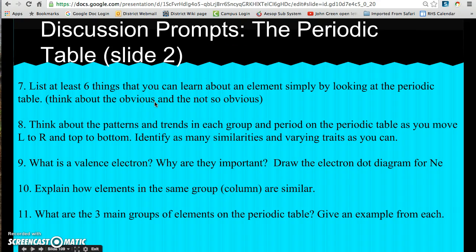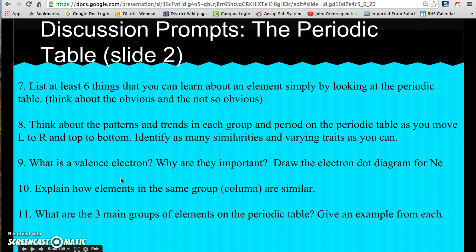Number 10, explain how elements in the same group or column are similar. So this goes back to question number 8. We talked about how they are similar. They're similar in the fact that they have the same number of valence electrons, and they are similar in the fact that they have very similar properties. So that goes back to question number 8 there.